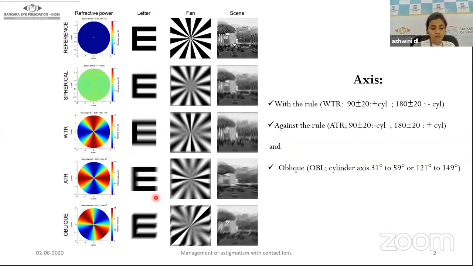In oblique astigmatism, the principal meridians will be 90 degrees apart from each other, but the axis of the astigmatism will be somewhere between 30 to 60 or between 120 to 150. Then there is irregular astigmatism, one more type, in which the principal meridians will not be 90 degrees apart from each other, and the difference between the 2 principal meridians will be less than 90.